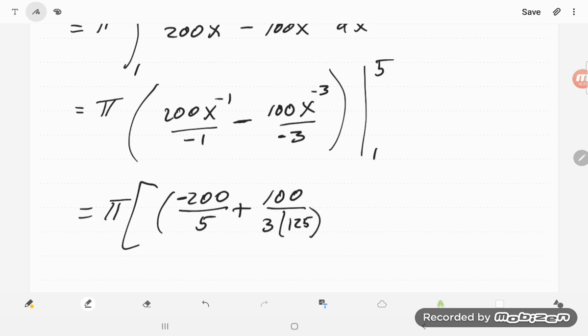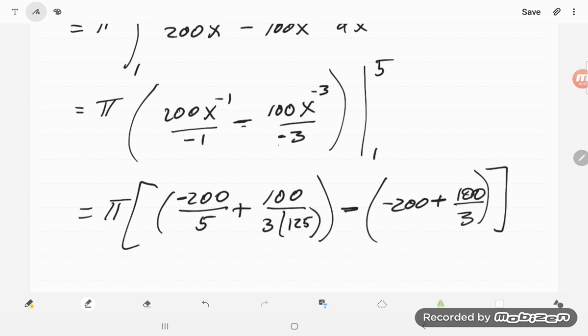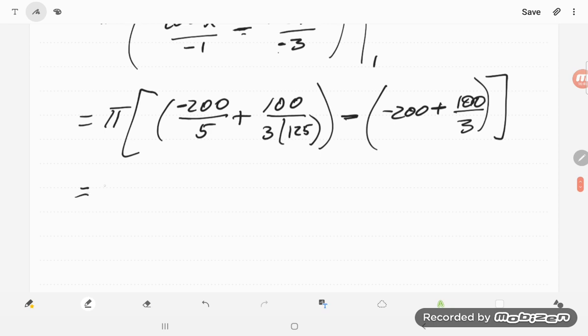Okay, so we have that. And then minus, we put in 1, so that's easy enough. That's a negative 200. And then again, a negative and a negative make a positive, so plus, and we put in 1, so we just get 100 over 3. So, a bunch of arithmetic, pi.